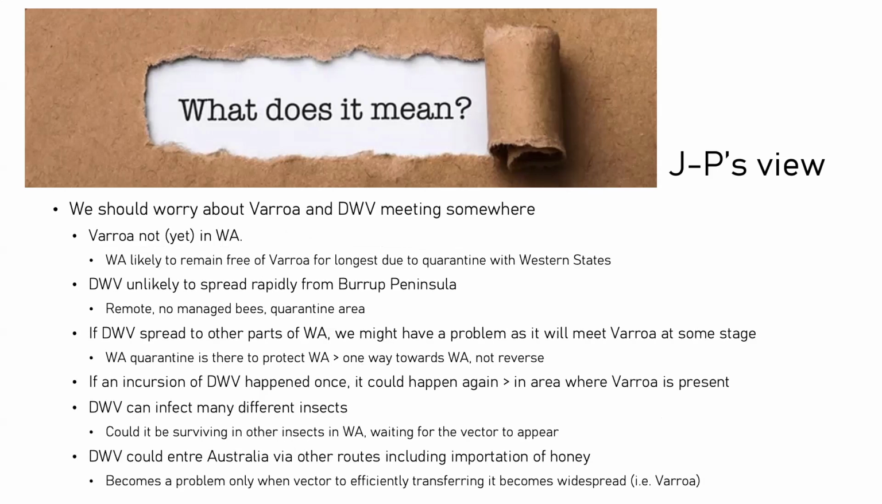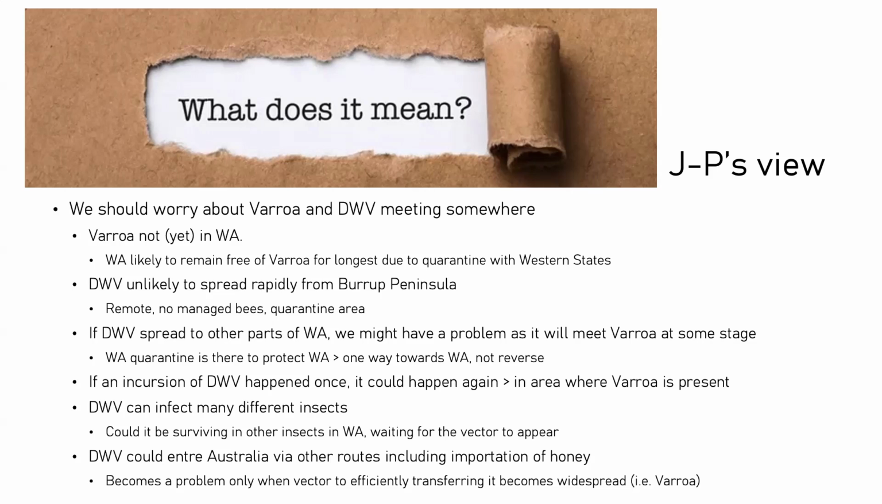Should we be worried about it? I think we should be worried about it, especially if at some stage in the future, Varroa and Deformed Wing Virus would cross paths. Of course, we know that Varroa is not yet present in Western Australia. I think that Western Australia is probably one of the last places on Earth where Varroa will be, because they have a very strict quarantine system and because they are protected by a very, very large expanse of desert where it would be very difficult for Varroa to cross unless it crossed the Nullarbor on the back of a truck. So that's a very good protection.